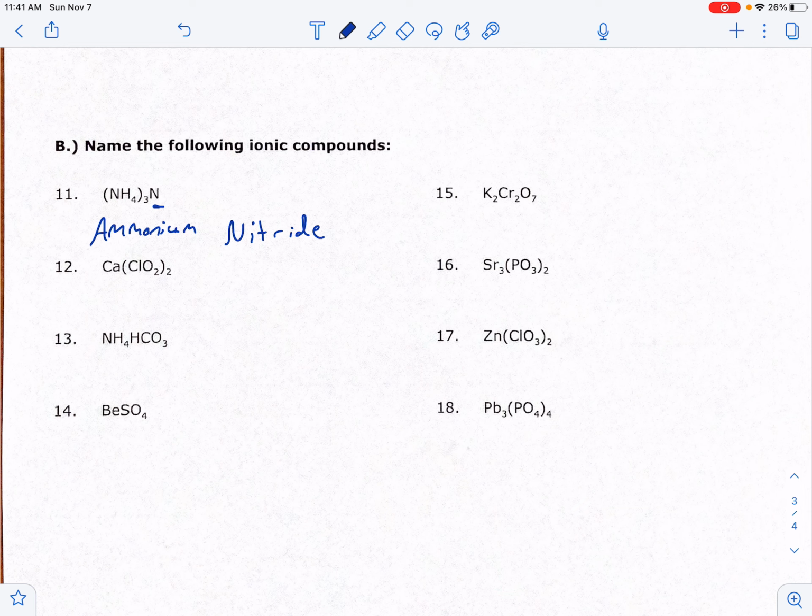Okay, then the next one I have Ca(ClO2)2, so Ca is calcium. It is not a transition metal, so I don't need a Roman numeral. And ClO2 is actually chlorite. All right, NH4HCO3. So this looks like a long one, but if you look on your polyatomic list, it actually breaks into 2 pieces. Okay, so NH4 is ammonium, and then HCO3 is actually called bicarbonate.